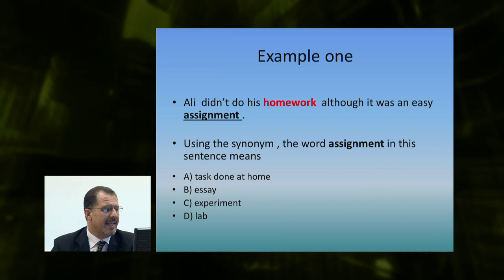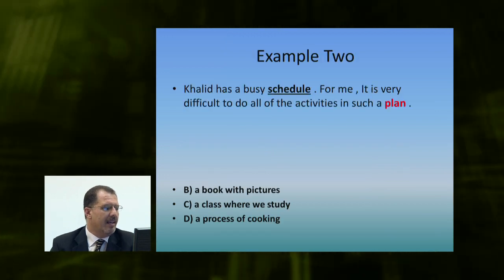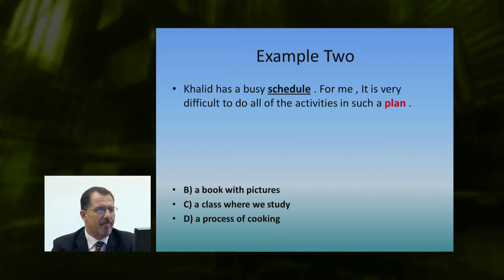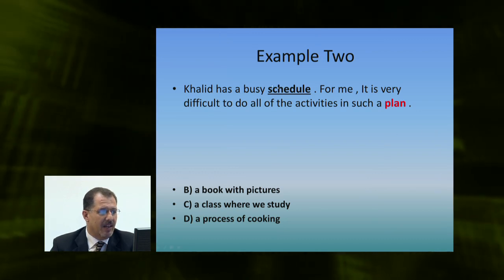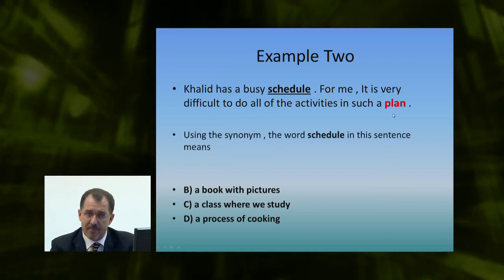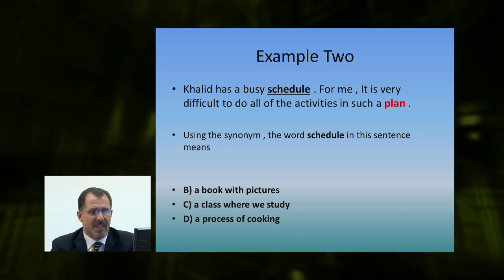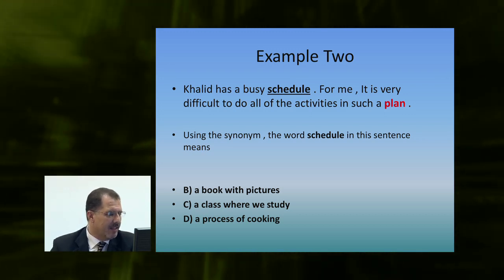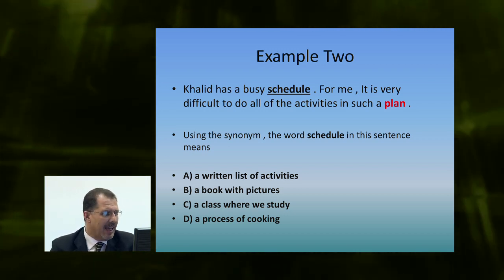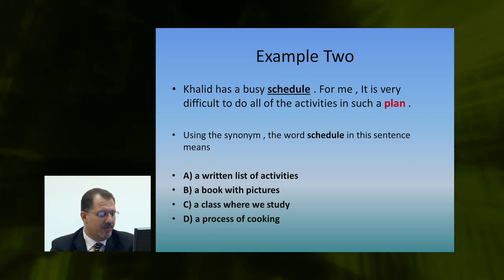Okay, now let's go to the second example. Khalid has a busy schedule. For me, it is very difficult to do all the activities in such a plan. Okay, now you are going to guess the meaning of schedule. The targeted word is here, schedule. Be careful. Here we have a synonym. What is the synonym here? It's plan. Now, using the synonym here, the word schedule in this sentence means A, a written list of activities, a book of pictures, a class where we study, or a process of cooking.